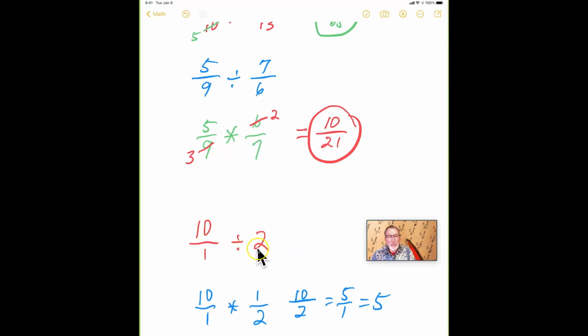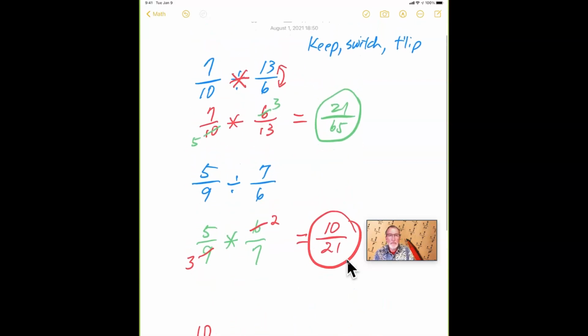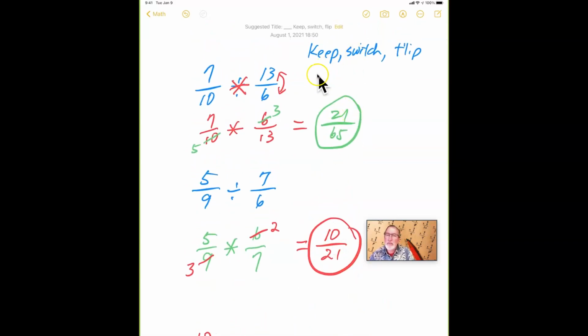So this shows how this works. We wanted to divide 10 by 2, right? 10/1 divided by 2. So we used the inverse of 2 and multiplied. And when we did 10/1 times 1/2, or 1/2 of 10, we ended up with 5. So that's one way to show easily that this system works. If it's a struggle, just remember keep, switch, flip, and you're going to use the multiplicative inverse and the inverse operation, and those two inversions keep everything basically the same as it was.